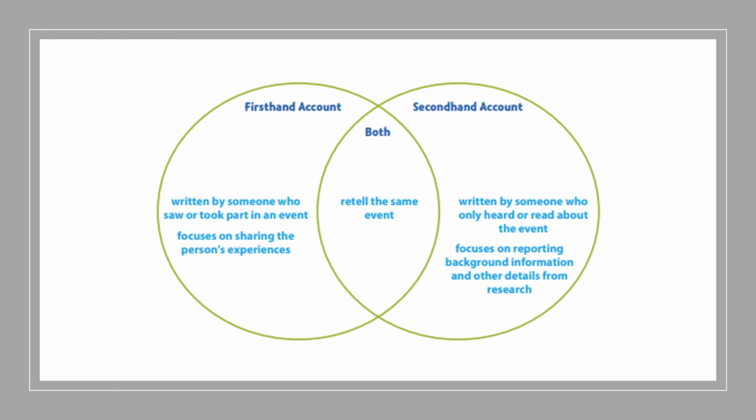Just for clarification, when someone describes an event he or she saw or experienced, that's a first-hand account. When someone who was not there uses information from other sources to tell about the event, that's a second-hand account. Comparing and contrasting accounts about the same event helps you better understand what happened.